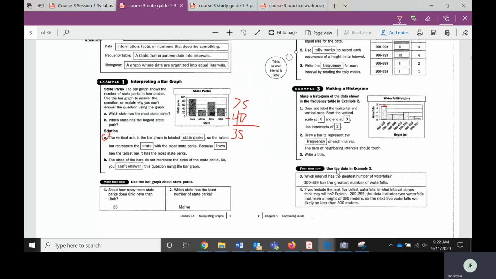So let's look at a couple questions here. Number 3, which interval has the greatest number of waterfalls? You're just looking for the tallest bar. That would be the 300 to 399. If they asked how many, that's between 6 and 8, so it's 7. Number 4, if you include the next 5 tallest waterfalls, in what interval do you think they will be? Explain.